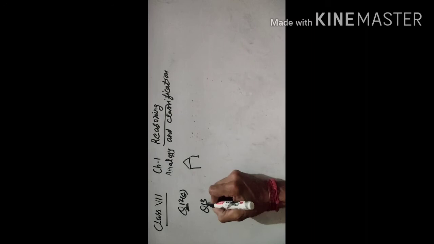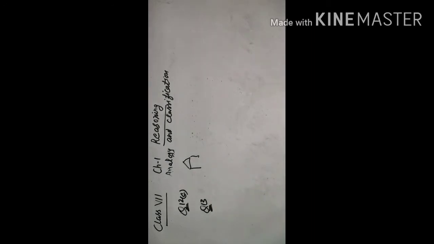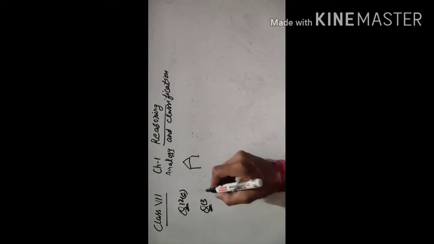Question number 13. From 3 straight lines a triangle is formed. 1 2 3 4 5 6, hexagon. B is the option. Hexagon, 6 sides is a hexagon.